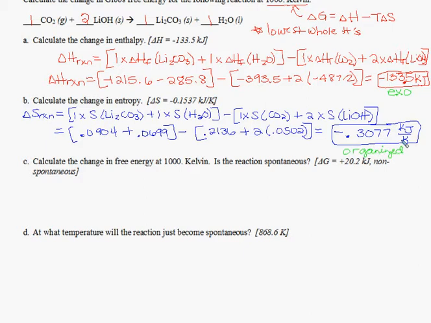And I know that because the negative value tells me that we're losing our disorder. All right. Finally, we're going to calculate our delta G using the equation where we plug in the heat, and we're going to go ahead and take our 1000 Kelvin and multiply by our entropy. So again, a pretty easy calculation, just making sure that you end up placing it in the correct location.